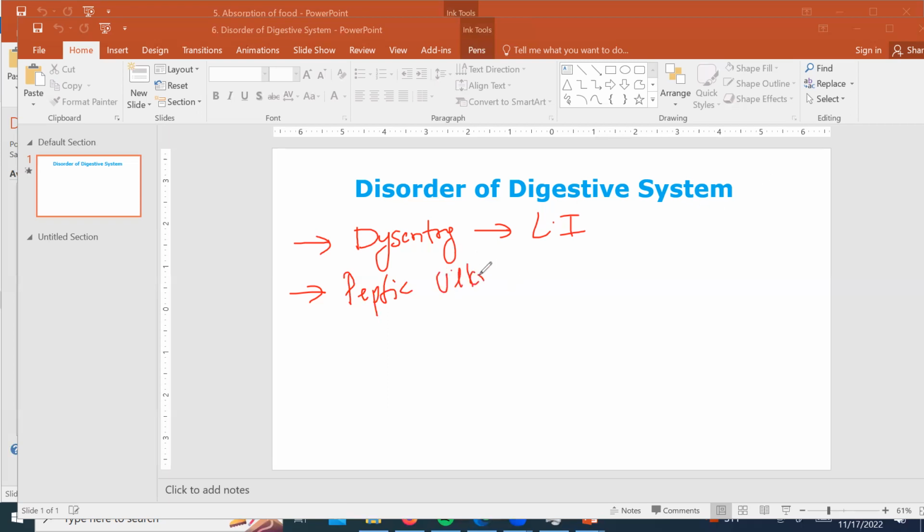So peptic ulcer is one of them. Then we have already discussed pernicious anemia, due to the deficiency of vitamin B12. So these are the obvious disorders that occur due to problems in the digestive tract. These are the only things we need to discuss as far as the digestive system is concerned.